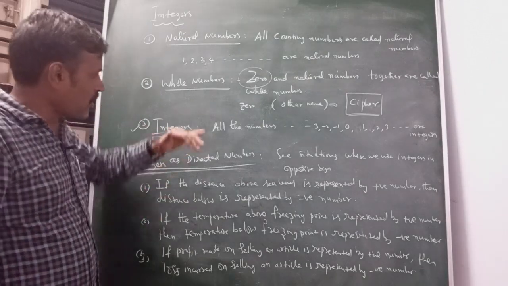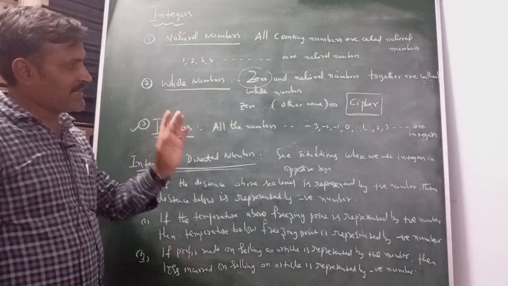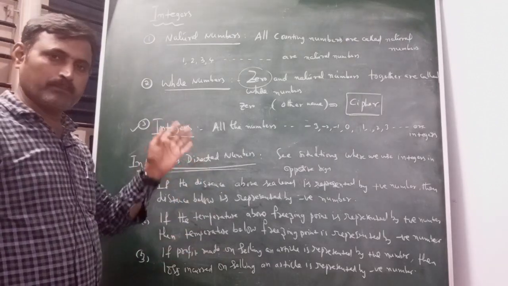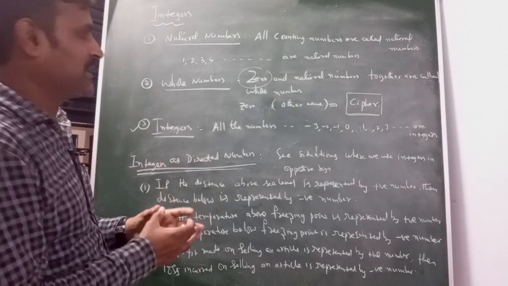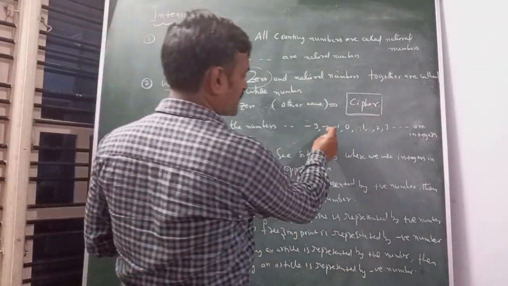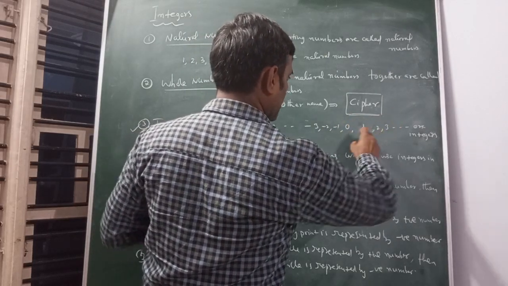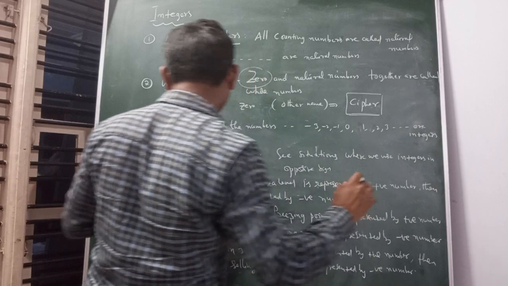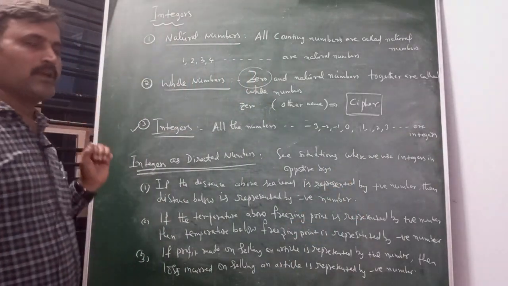Integers are nothing but all the numbers: minus values, 0, and positive values. Negative values, 0 and positive values, all together we will call integers. So all the numbers -3, -2, -1, 0, +1, +2, +3 and so on are called integers. So this is the actual meaning of integers.